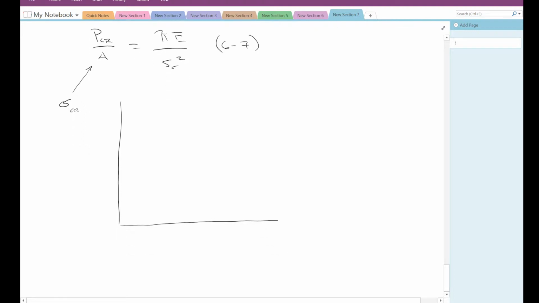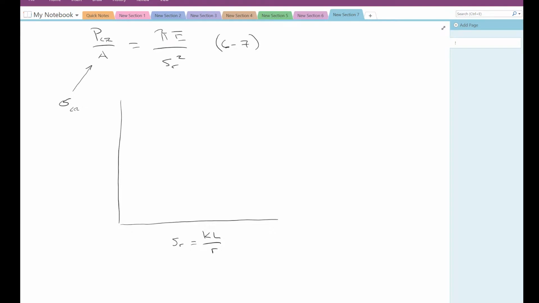And we make a plot using this. We say that our slenderness ratio is on the abscissa, or the x-axis, where it's KL over our radius of gyration, where K is our end fixity constant, L is the length of our column, and r is the radius of gyration, and the ordinate, or the y-axis, is our critical buckling load over the cross-sectional area. For various materials, we can create a plot that can look something like this.